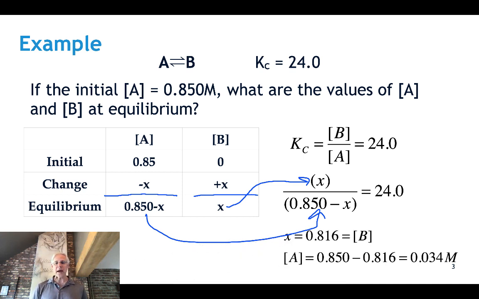So we do a little bit of algebra here, and what we find is our X value is equal to 0.816. We see that X is also equal to the concentration of B, so now I know my B concentration. And we know that my A concentration is 0.85 minus X, so that's going to be 0.85 minus 0.816, and we get a concentration of A at equilibrium of 0.034. So that's how you do an ice box, quick and dirty. That was a very basic reaction.